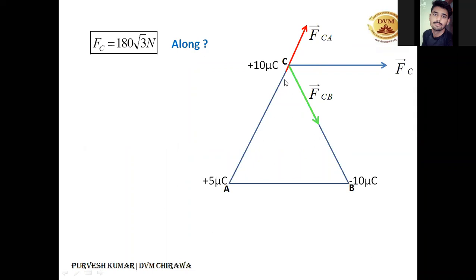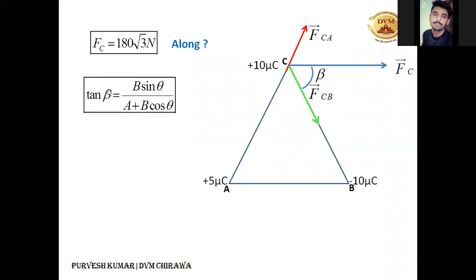So what we'll be doing? We'll be using the formula to find the beta, that is tan beta is equal to b sin theta upon a plus b cos theta. Mark the angle. So this is the angle. I'm taking the angle from FCB and marking it as beta. Now I can use this formula from the parallelogram law: tan beta is equal to b sin theta upon a plus b cos theta.